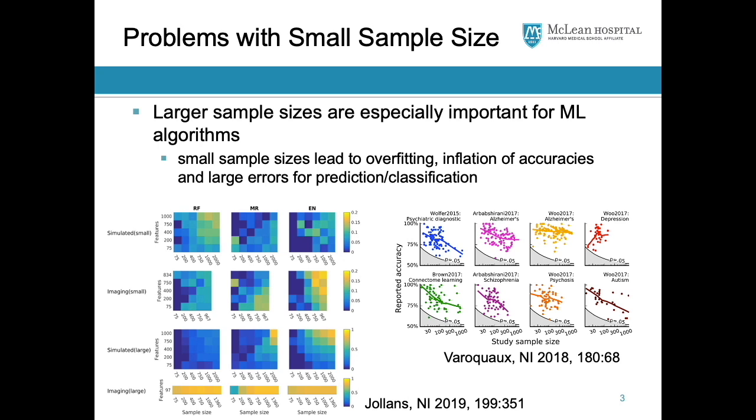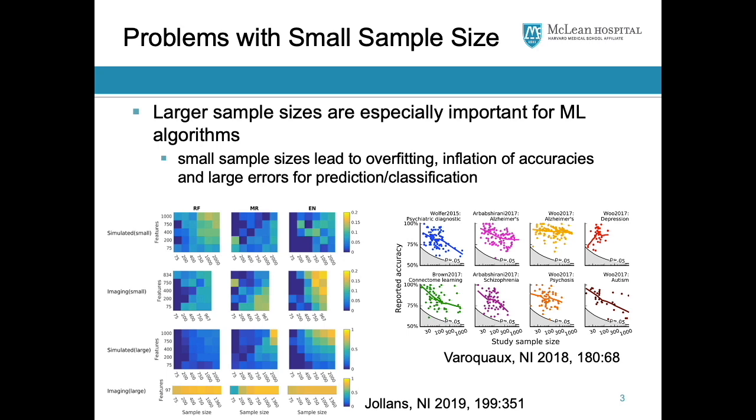Varoquaux also showed that small sample sizes lead to inflation of prediction accuracy. So as the sample size increases, the prediction accuracy drops off. And this is also in part due to the fact that when you increase the sample size by combining data across different data sets or studies or sites, you introduce more sources of biological variation and non-biological variation.